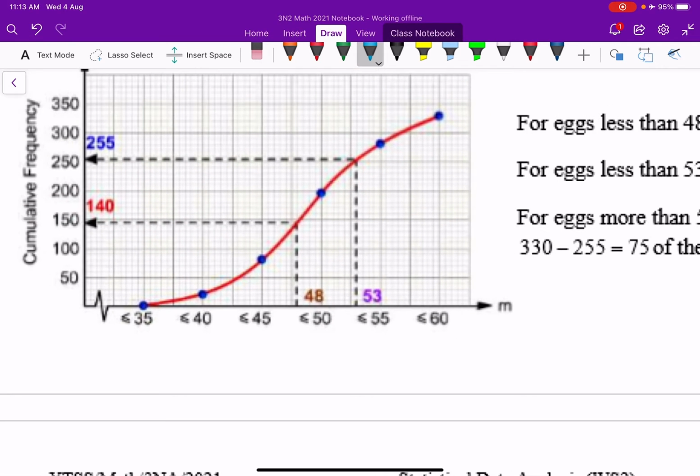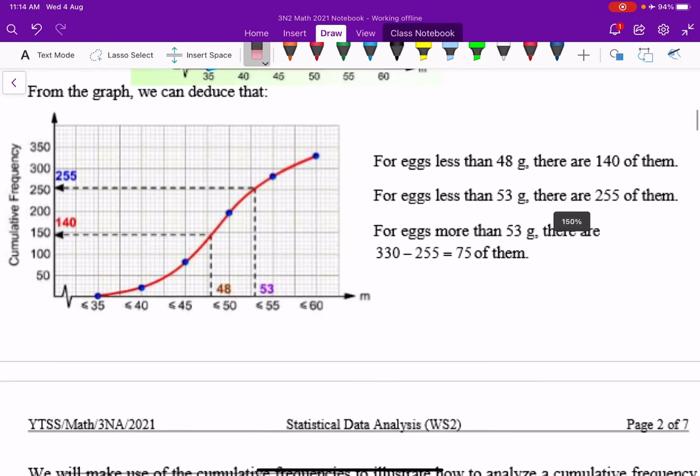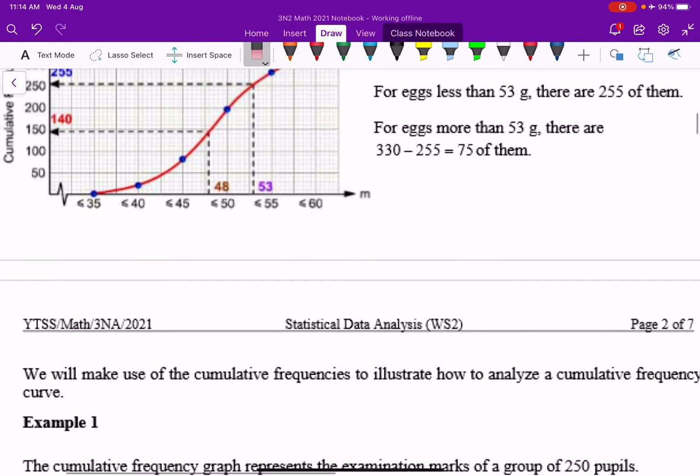For example, if I want to find out 48, I can draw a dotted line up to 48, and go across, and I can realize that it is about 140, whereas for 53, I can see from the graph that it is 255. So there is a very good reason for us to learn how to read the cumulative frequency curve, because it's able to tell us data. We can even use it to find a range in between them. So we're going to see how we do it.